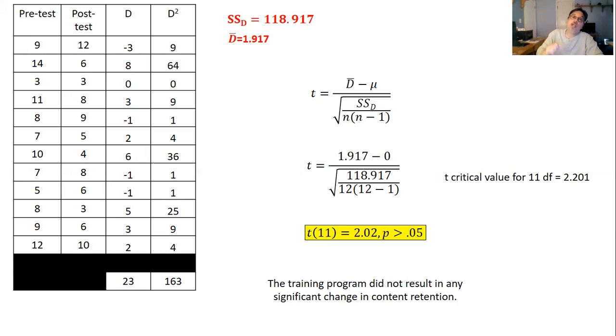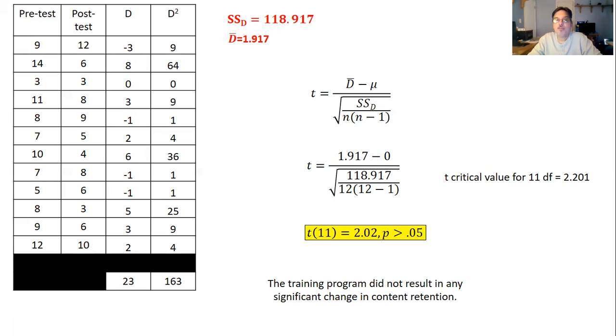Okay, our critical value for this with 11 degrees of freedom, again, there's only one group of people, so we're only taking out 1 in terms of degrees of freedom. Degrees of freedom are equal to 11. When we look the critical value up, that is equivalent to a critical value of 2.201. And our end result of our calculation was 2.02.